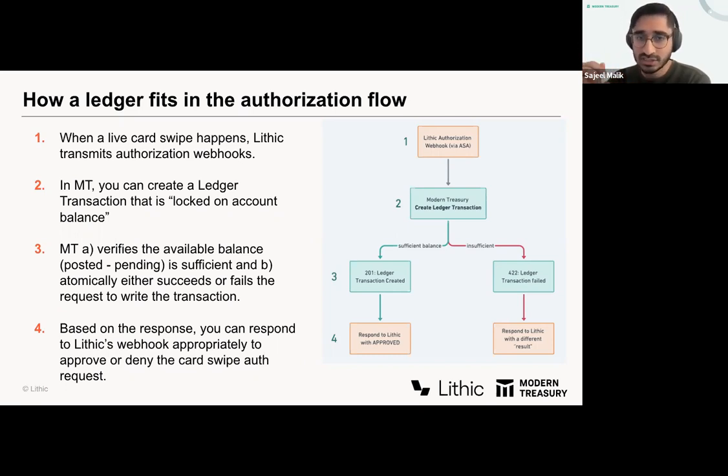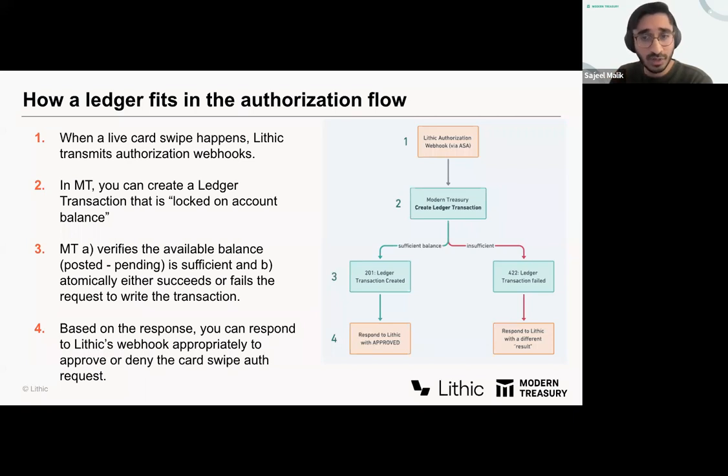And as you can see here, this is transmitted as a webhook. This is a real-time notification that this event is happening right now. This card swipe is happening right now. So as we drop down to the second step, in the ledger, we want to check that Ali's balance is sufficient for that $5 authorization fee.